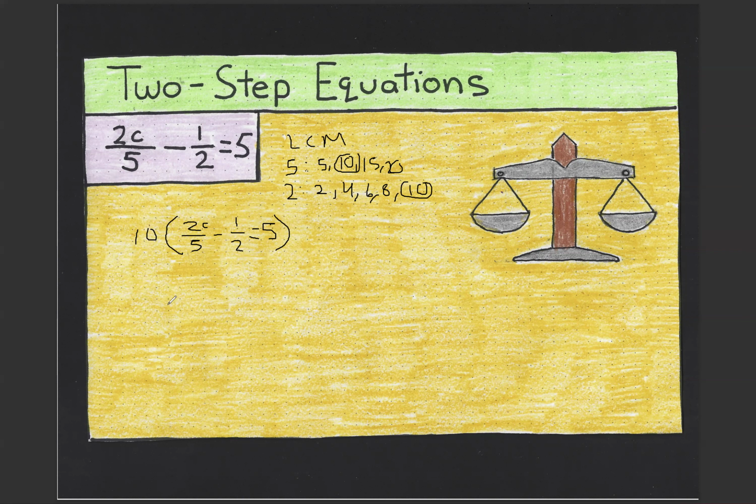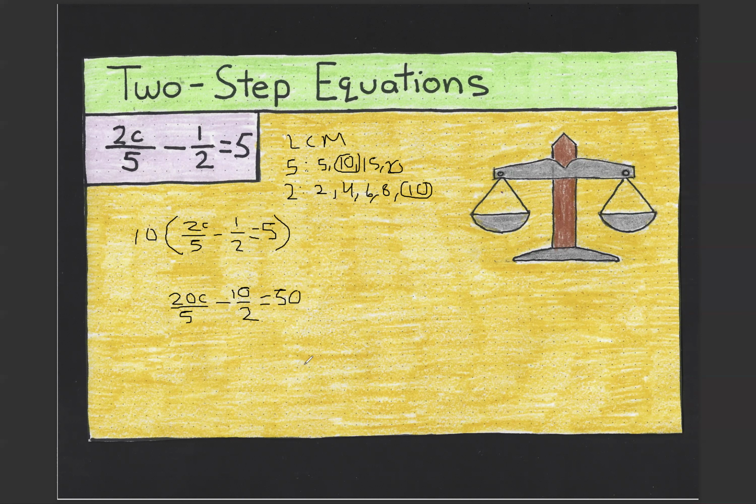because 10 times 2c would give us 20c over 5, minus 10 times 1/2, which will give us 10 over 2, is equal to 10 times 5, which will give us 50.